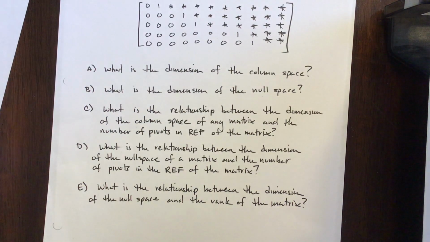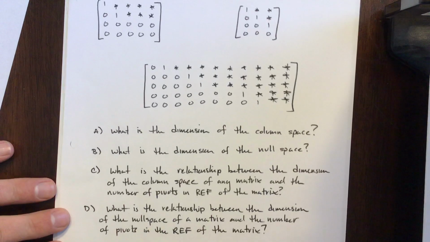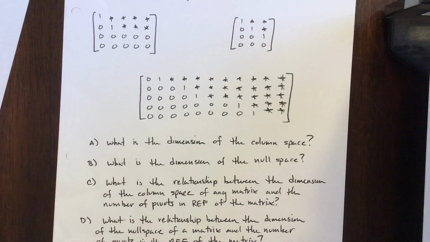All right. So there goes that. Now, in these 3 examples, I put a matrix in row echelon form. It doesn't need to be reduced row echelon form to answer the questions that I have. And the questions that I have are guiding you towards the dimension equation.